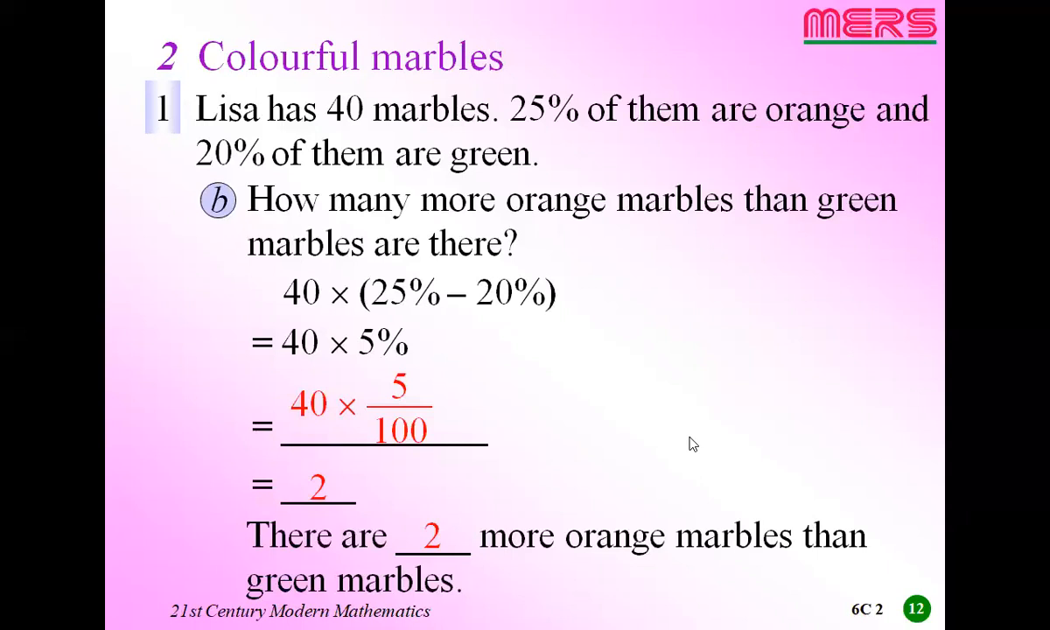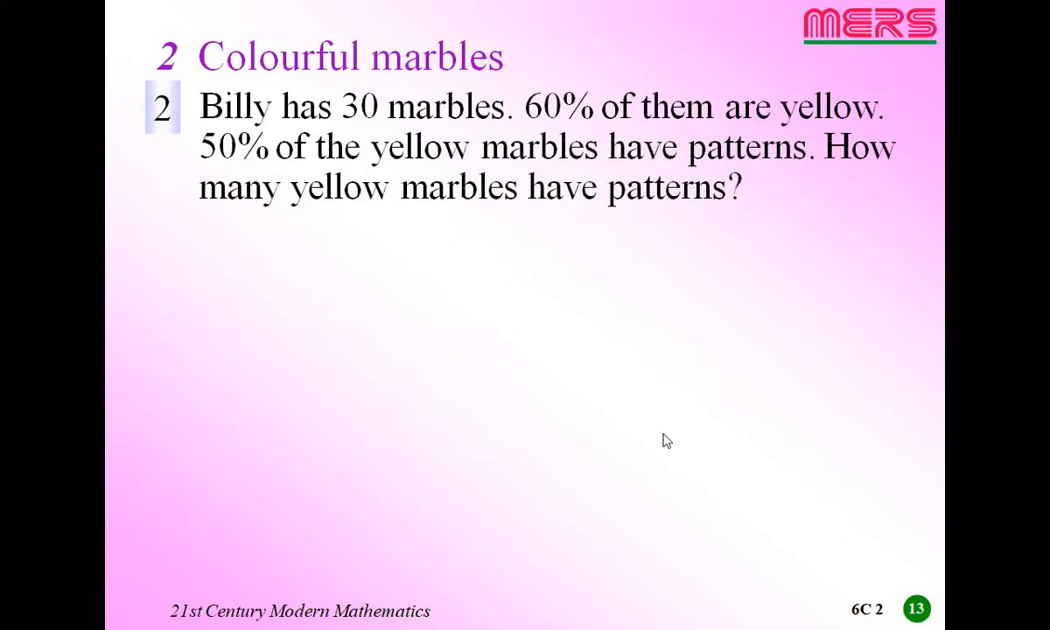So let's turn to page 13. In question 2, we were talking about Billy. Billy has 30 marbles. 60% of them are yellow, and 50% of the yellow marbles have patterns. How many yellow marbles have patterns? We can do it in two methods. We can divide it into two steps, like finding the total number of yellow marbles first, and then finding 50% of the yellow marbles which have patterns. You can see method 1.